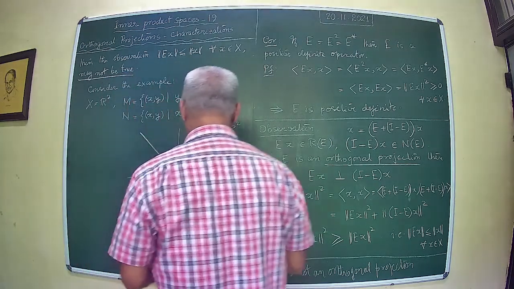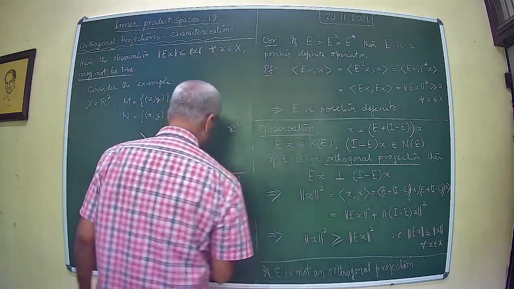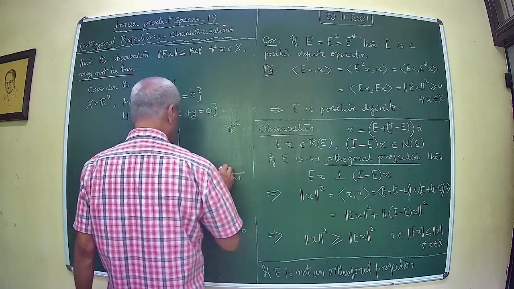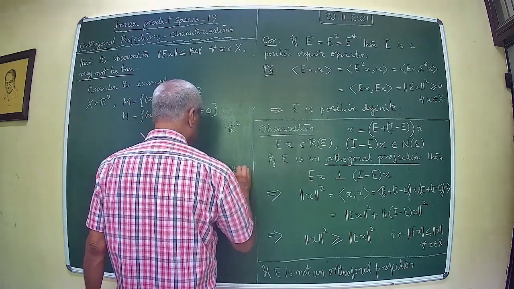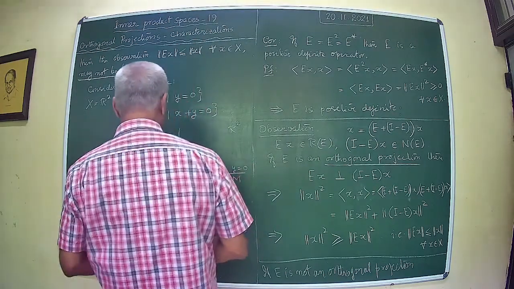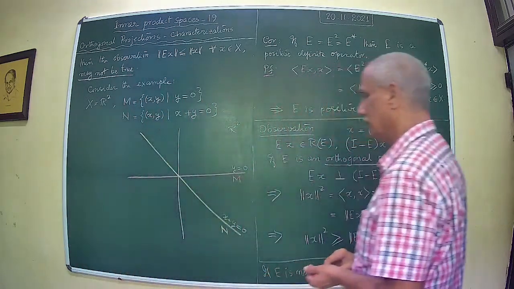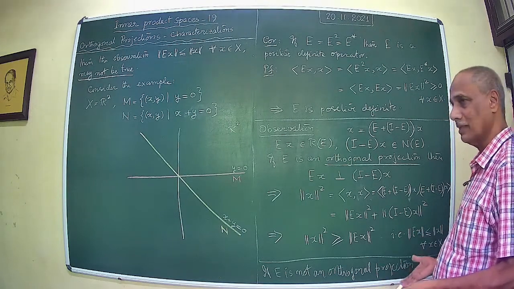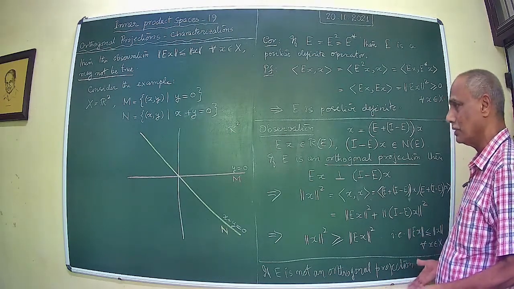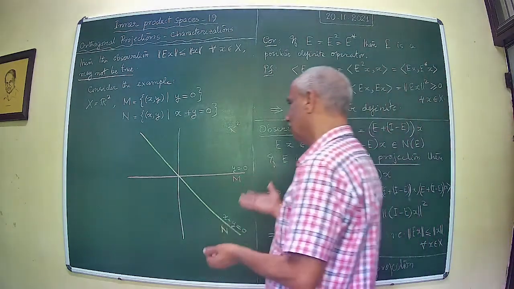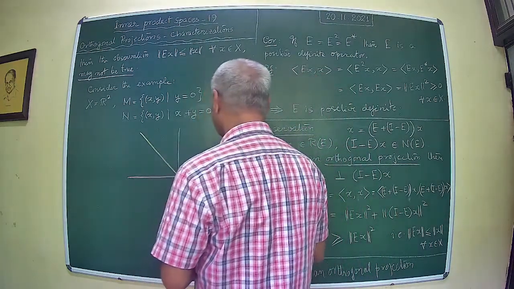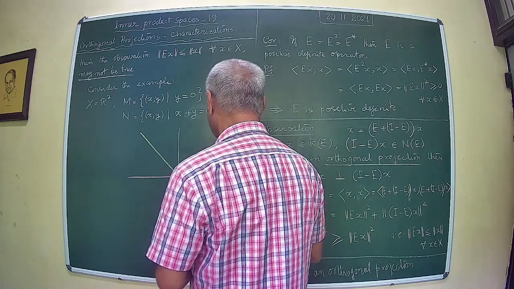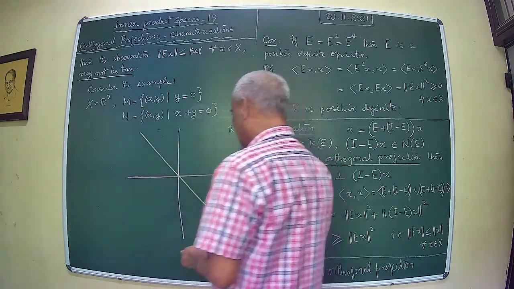Okay, so this is your N. So this is x plus y equal to, this is y equal to 0. Now let us take the projection of a vector. So I want to show that there is some vector which, when projected onto M, gives Ex, where the norm inequality fails. Okay, right. So take this one.